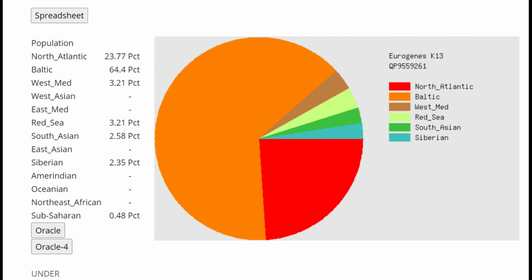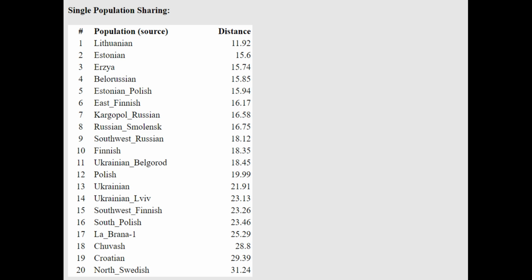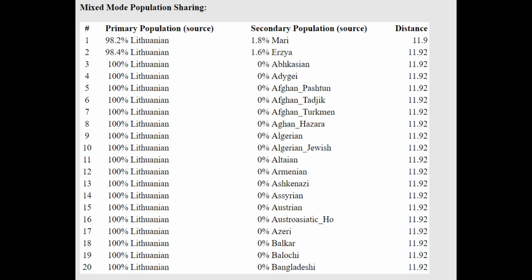This is what he scores with Eugene's K13. As you can see, he's not scoring anything from West Asia or East Mediterranean. He's only scoring 3% West Mediterranean, which is pretty much nothing. So this is a very northern result once again. This looks like the results of somebody who could be from the Pitted Ware culture. I mean, you could really confuse this result for a Pitted Ware culture result. The only thing that's different is the South Asian and Red Sea that he's scoring, which would be kind of atypical for a Pitted Ware individual.